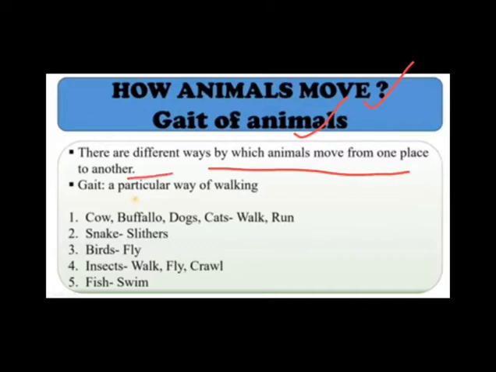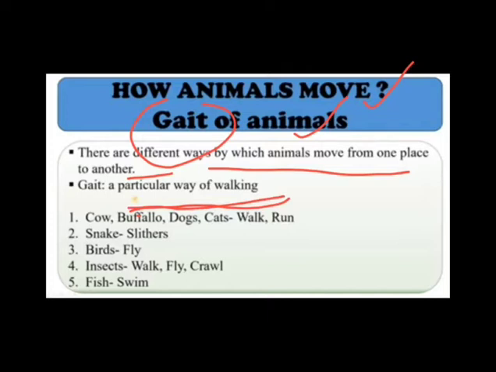So what is the meaning of gait? The meaning of gait is a particular way of walking. What is the meaning of gait? The meaning of gait is the particular way of walking. Okay.